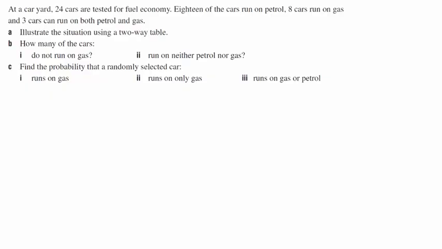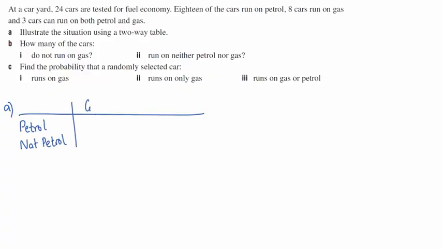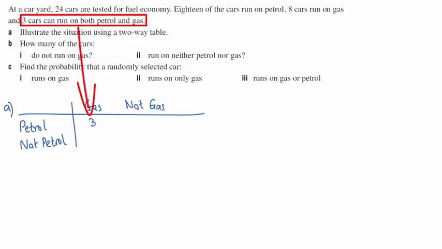To begin, we want to illustrate the situation using a two-way table. So to do that, we're going to have 2 rows and 2 columns. So our rows will be petrol and not petrol. And then our columns will be gas and not gas. So the number of cars that run on both petrol and gas is 3. Now that's the only number we can fill in directly.